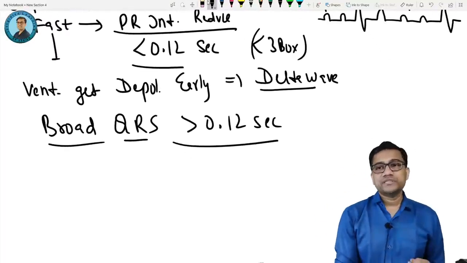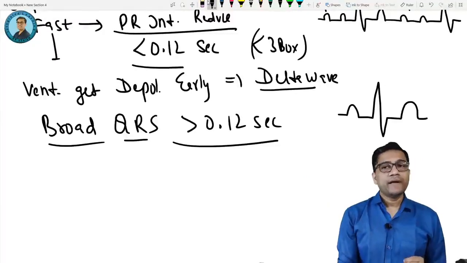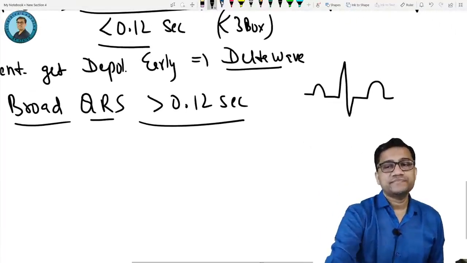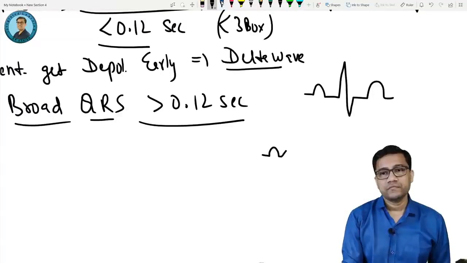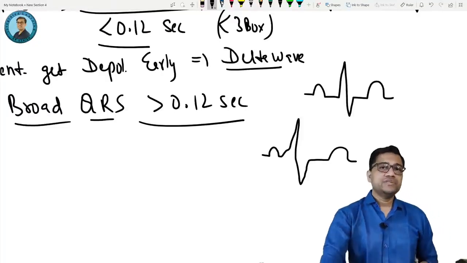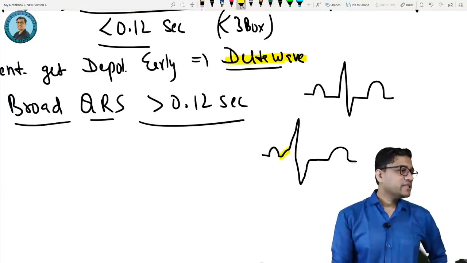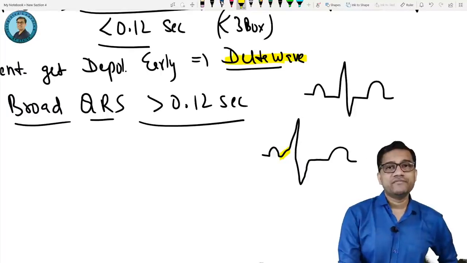So, let me show. This is the normal condition. Can you see this? This is normal. Now, what happens? The P wave and this come closer. Can you see this? So, can you see? This is the delta wave. This yellow part. Can you see? The yellow part is the delta wave.